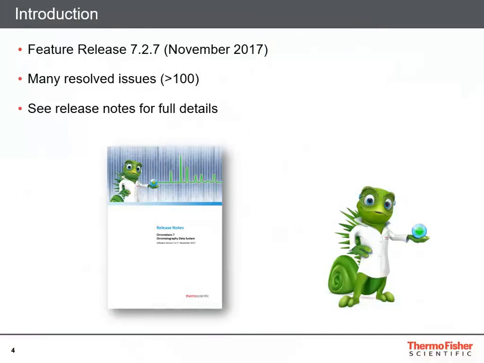This particular release we are talking about is feature release 7.27, which was released in November 2017, and it has many resolved issues, actually over 100. If you want to know about all these resolved issues in more detail than what I'm going to tell you today, then go and find the release notes, and that'll have everything in there that you might want to know about.